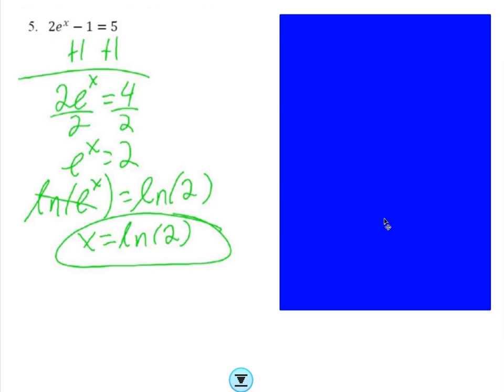Now we have number 5. Number 5 is an exponential equation. The first thing we want to do with an exponential equation is we want to get the exponential function, in this case, e to the x, by itself on one side. So to do that, I'm first going to add 1 to each side.